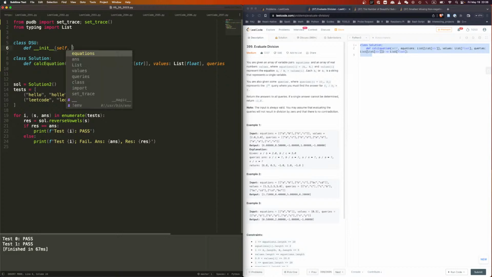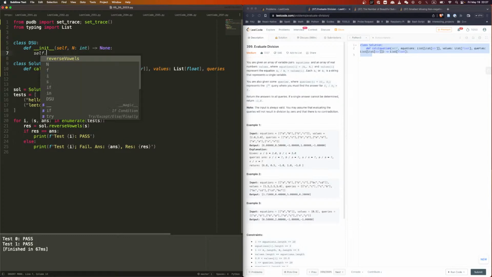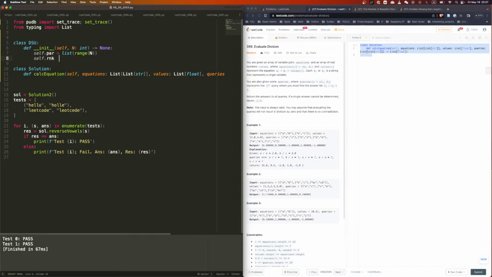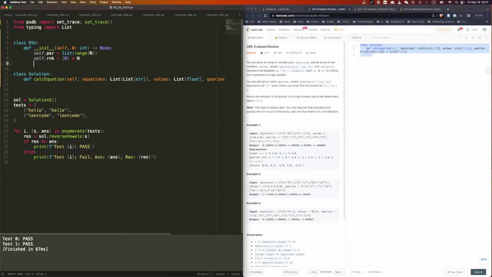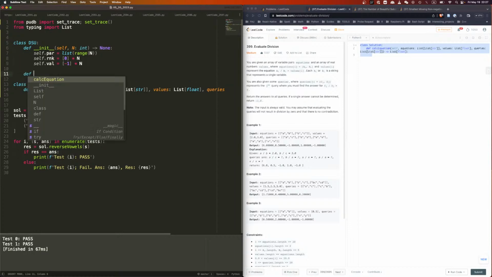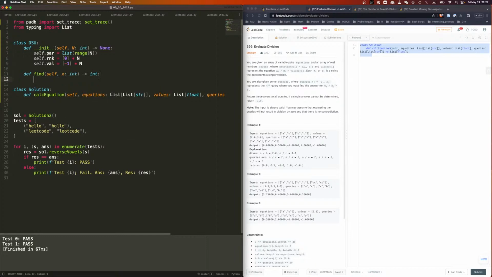This one is slightly different because I need more than, I need parent for sure. This is just a regular play. Parent, I need rank, right? And I also need value. Okay, I also need value, and I'm gonna set value to -1. Okay, def find. Find is the same. I don't think there's anything changed in find.